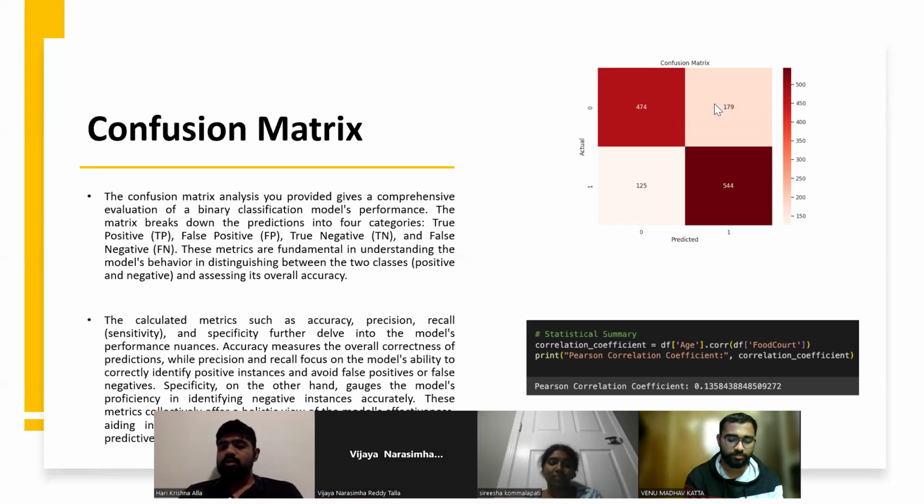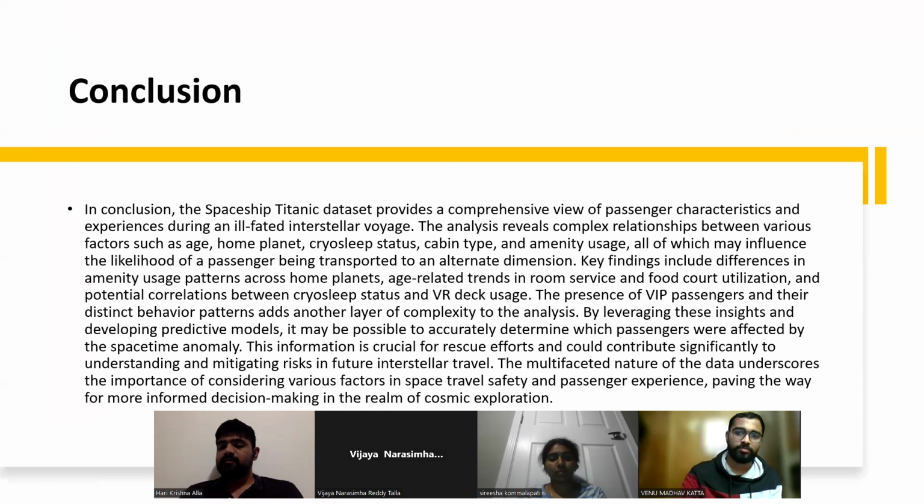To conclude, the Spaceship Titanic dataset analysis explores the relationship between factors such as age, home planet, cryo sleep status, cabin type, and also the amenity usage, which affects the likelihood of a passenger being transported to another dimension. This analysis reveals patterns in amenity usage across different home planets and age-related trends in room service and also the food court use. The key insights include the correlation between cryo sleep status and the VR deck usage and unique behavior patterns among VIP passengers.